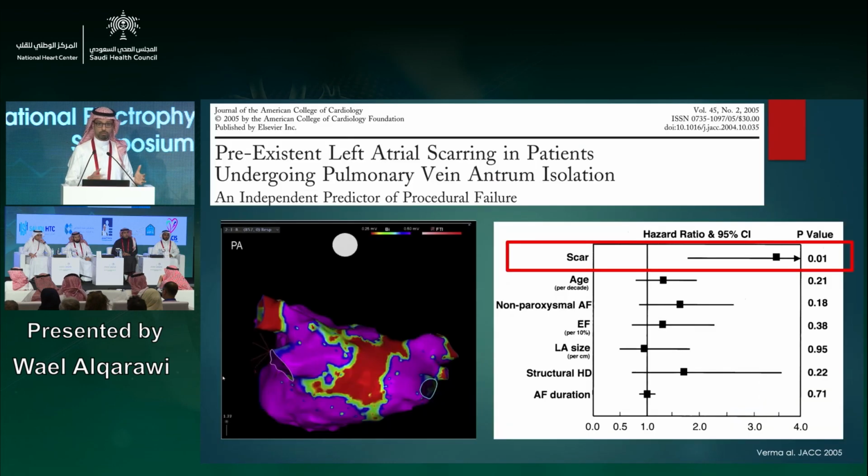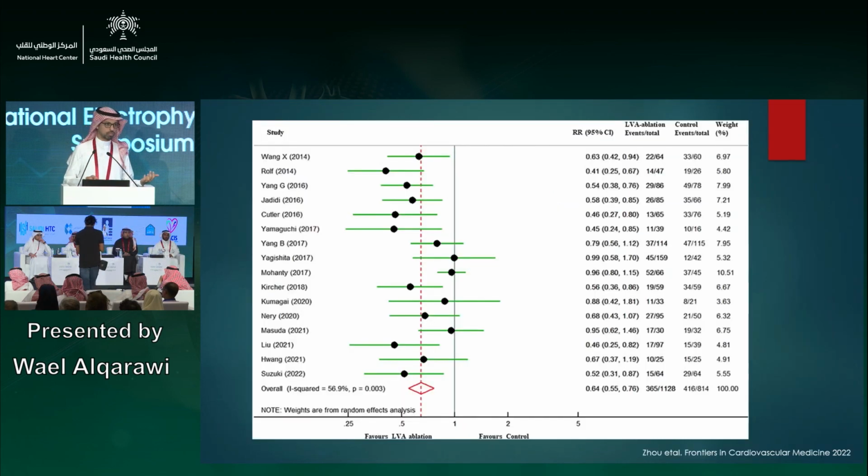And then with the development of 3D mapping, we were able to correlate low voltage on 3D mapping with scar, and this has been shown to be a strong, independent predictor of recurrence post-PVI. The next logical step was to ablate that scar, and there are multiple studies, both randomized and non-randomized, that showed reduction in AF recurrence post-PVI if you target these low voltage areas.